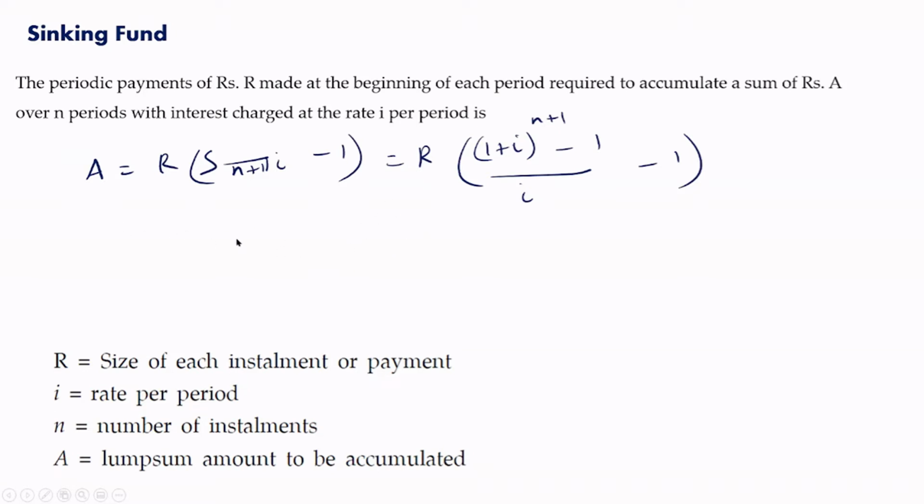We can find R when A, i and n are given using this relation. Again, R is the size of each installment, i is the rate per period, n is the number of installments and A is the lump sum amount to be accumulated. Now we will see a few MCQs based on sinking fund.